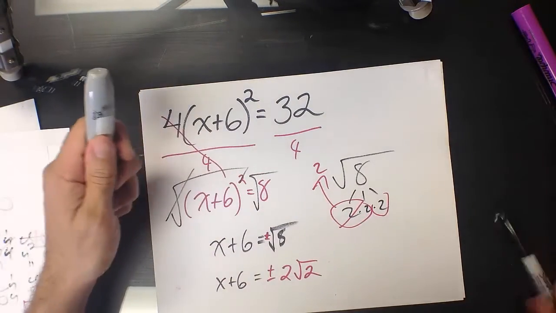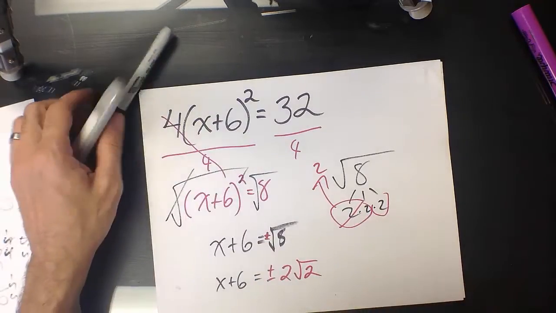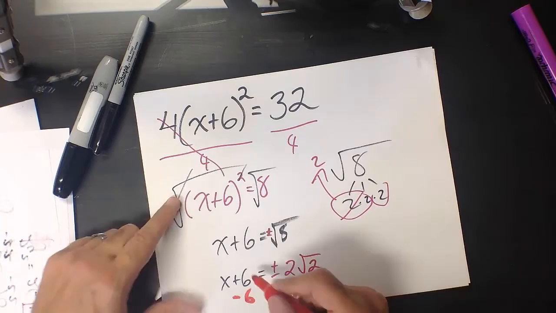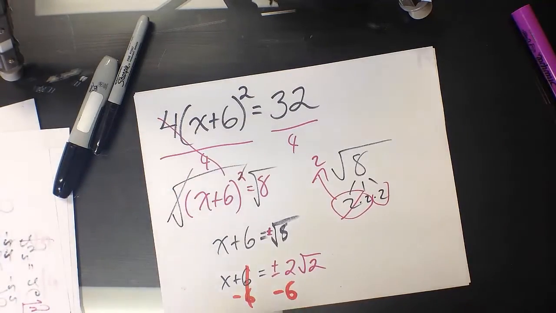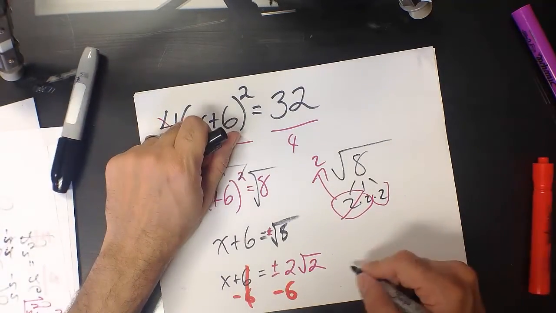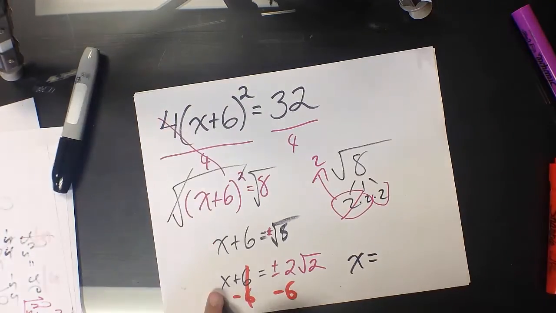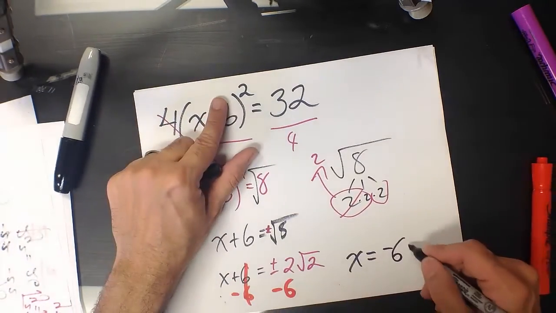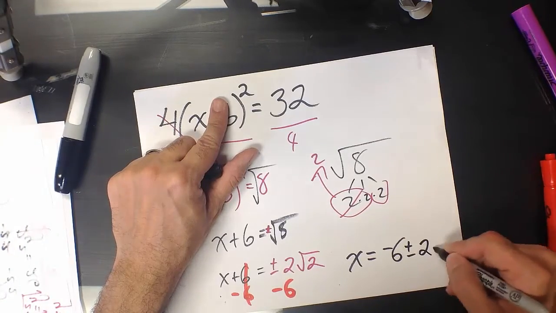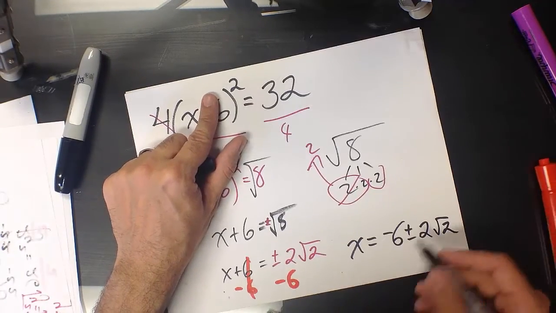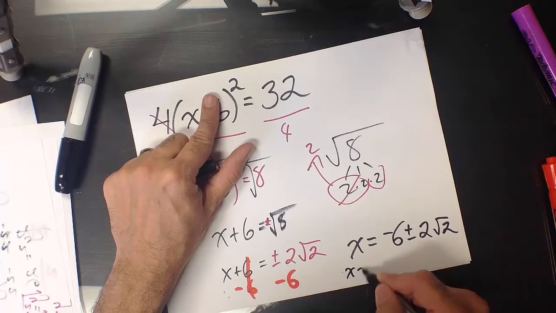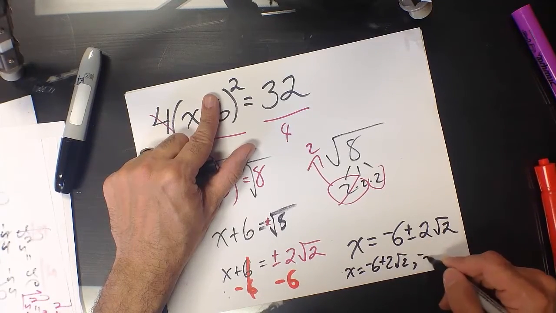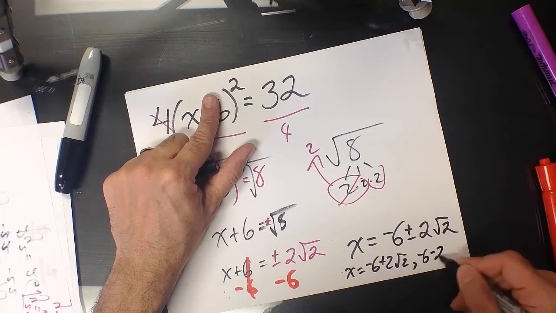And to finish this out, we have to isolate x. So I'm going to subtract 6 from both sides. All right? And these two cancel each other out. So I'm left with, at the very end, x is equal to, because I've isolated it now, negative 6 plus and minus 2 root 2. Okay? Remember, this is two different values. It's x is equal to negative 6 plus 2 root 2, and it's negative 6 minus 2 root 2.